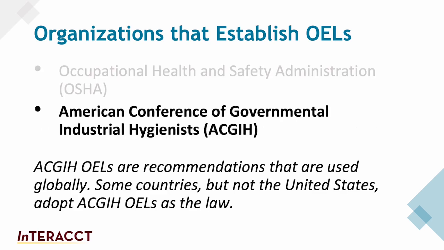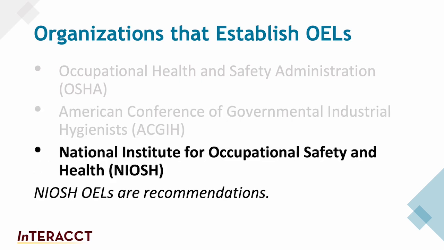The American Conference of Governmental Industrial Hygienists, also known as the ACGIH, sets recommended occupational exposure limits, and these limits are used globally in industrial hygiene practice and in some places are adopted as regulations. The National Institute for Occupational Safety and Health, also known as NIOSH, sets recommended occupational exposure limits. Often NIOSH makes recommendations in anticipation of regulatory actions that are being considered by OSHA.